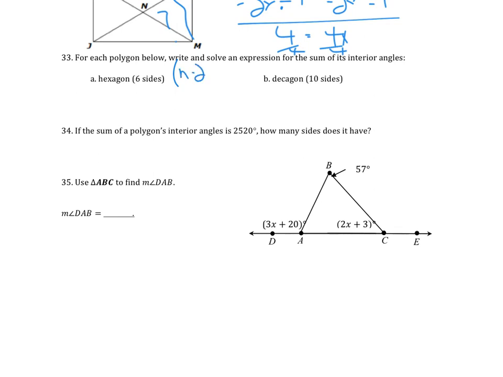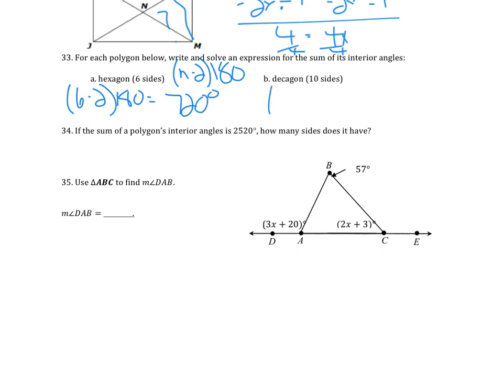There we go, n minus 2 times 180, not equals. So for A, the number of sides of a hexagon is 6. So we go 6 minus 2 times 180. 6 minus 2 is 4. 4 times 180 is 720.